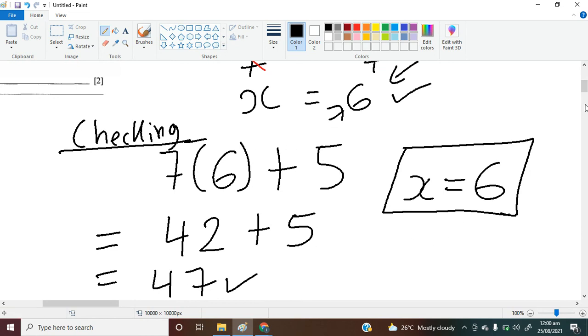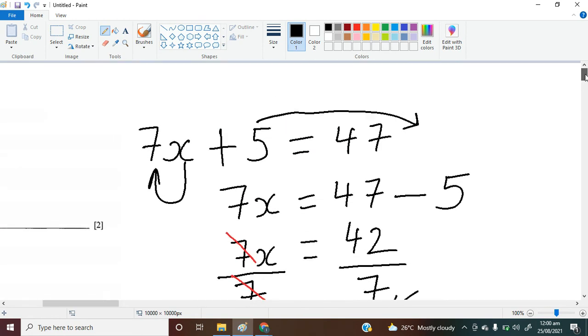And so that's what we mean when we say solve the equation. We mean, hey, tell us what x is. Tell us what is that number when you multiply it by 7 and then add 5 to the result, you will get 47. And indeed, that number is 6.